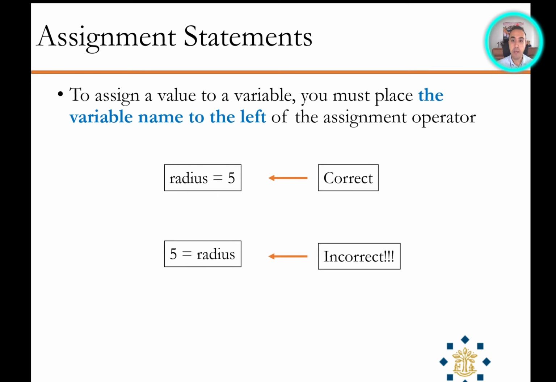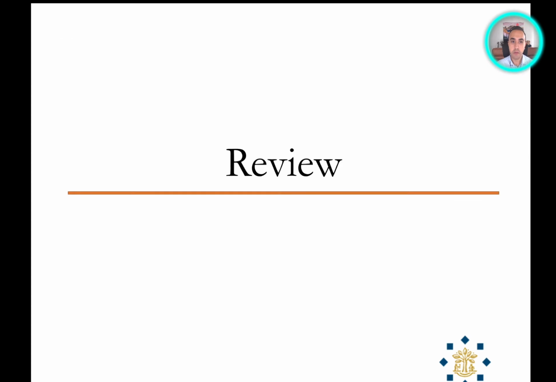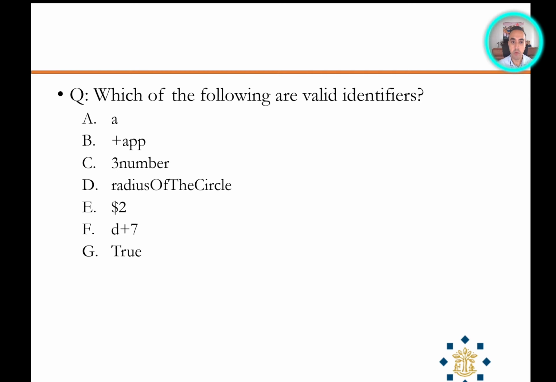Always look at the right-hand side and name the variable on the left-hand side. So here we have a radius on the left side. But if we do it on the right side, if we say 5 equals radius, this will be incorrect because the value should be on the right and the variable should be on the left. So this is the correct way, okay? So be careful. All right, let's do a quick recap or review.